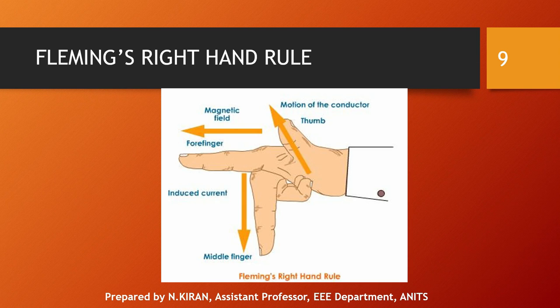Fleming's right-hand rule: the thumb indicates the motion of the conductor, the forefinger indicates the direction of the magnetic field, and the middle finger indicates the direction of the current induced in the coil or conductor.